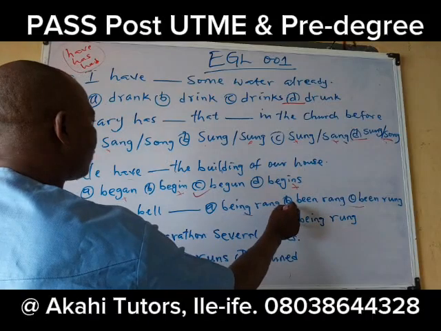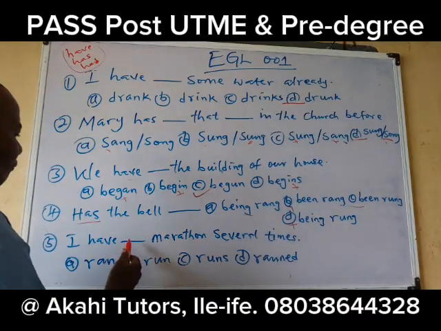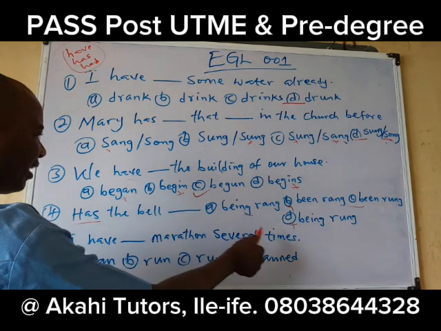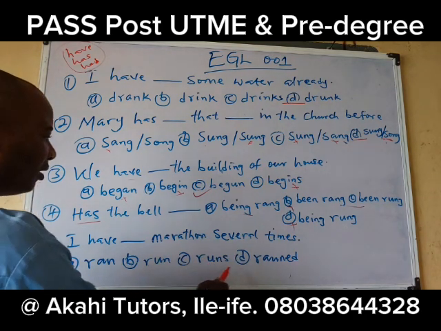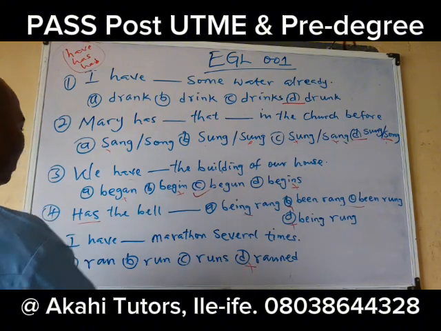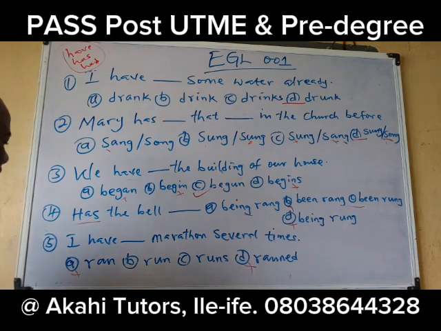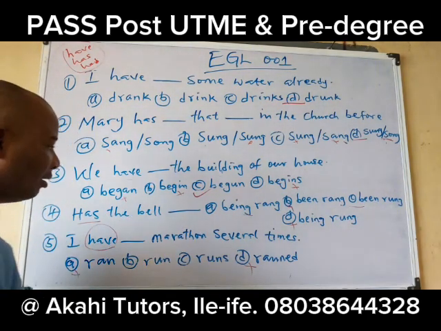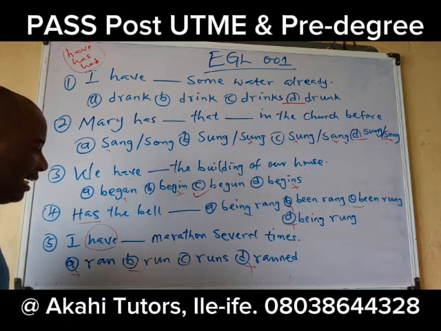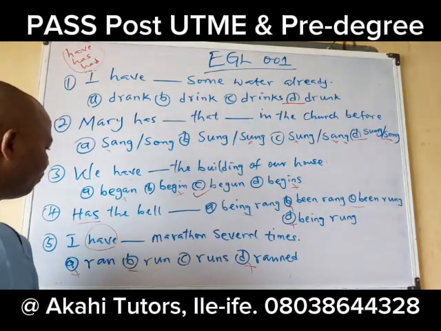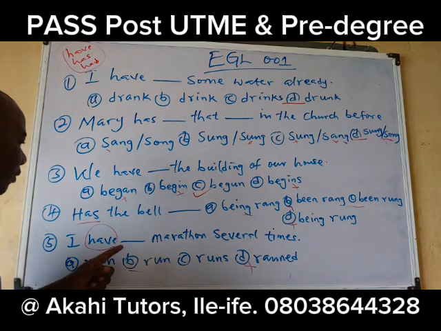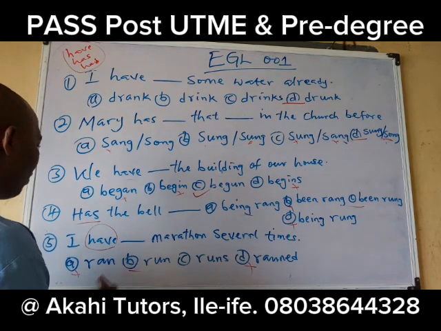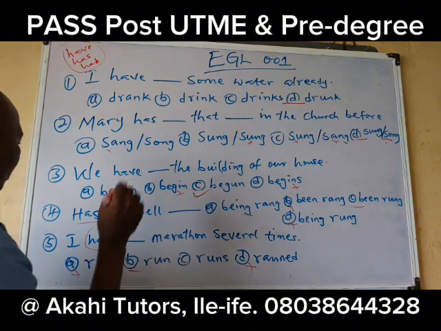Question 5. "I have blanked marathon several times." Run, ran... of course, this one is not correct. We can't use a past tense, so this is out of it. What we need after have is what? A past participle. Yes, run is present and is also the past participle form of the verb run. So we say, I have run marathon several times. The correct answer here is option B, run.